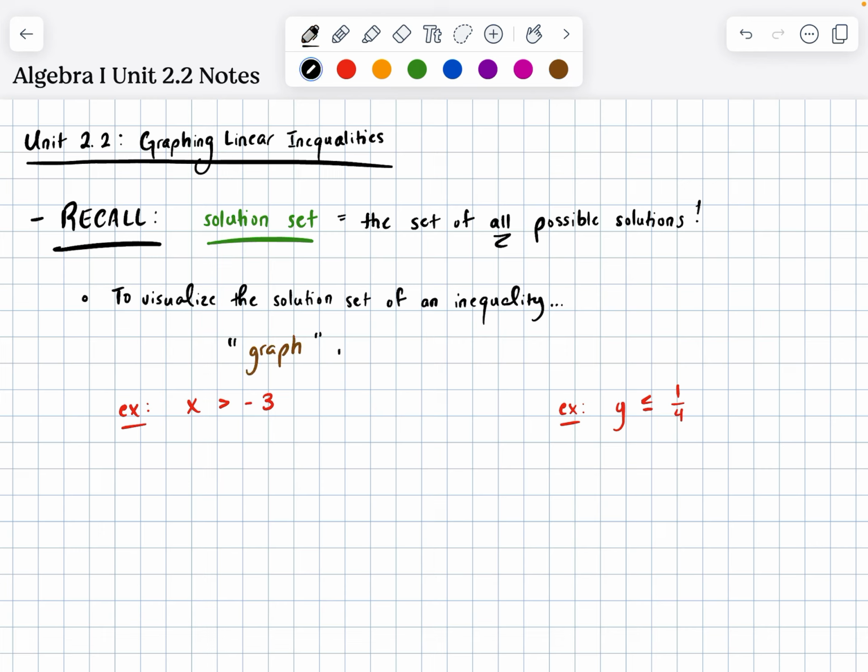So to visualize the solution set, as we said together in class, an option for me is to think about "graphing," and I include the graphing in quotes because the graph of a number line we don't really think of as a graph in the way that we might think of a line or a circle, but it's still a graph. It's a visual, it's a picture. So say that I want to graph something like x is greater than -3.